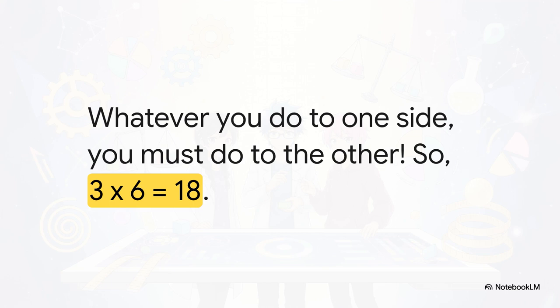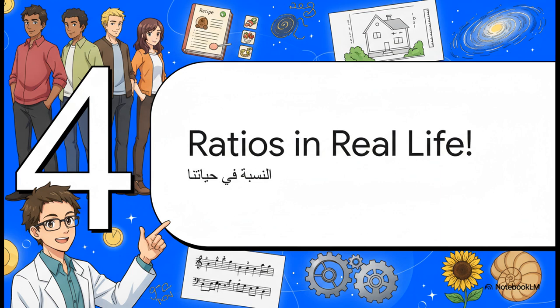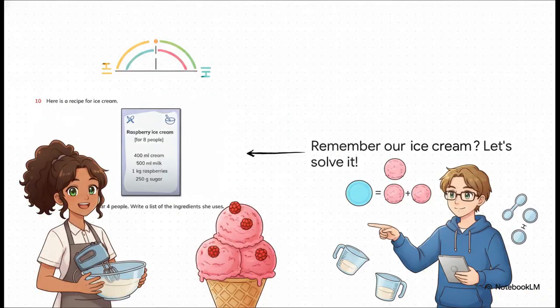Easy peasy. So you might be wondering, why does all of this matter? Let's bring it full circle and go back to where we started. You're about to see how ratios are literally all around us in our everyday lives. Remember our delicious ice cream? The recipe was for 8 people, but we only wanted to make it for 4. Now that we have these new math skills, we can figure this out perfectly.